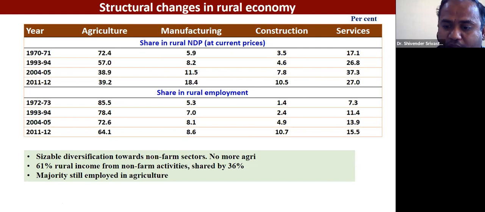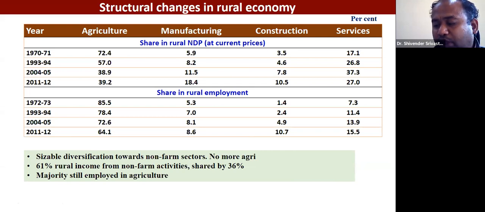If you see the employment, it is still agriculture where we have lots of workforce engagement. Earlier it was 85%, but it is still 64%. The issue is that the 64% of the total workforce engaged in agriculture contribute only 40% of the total rural output. That is probably what is meant by disguised employment, or less productive employment, or excess dependency on the agriculture sector.